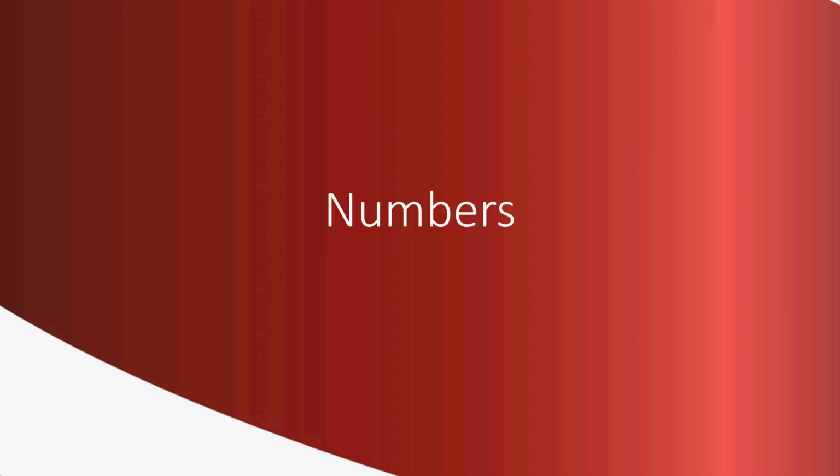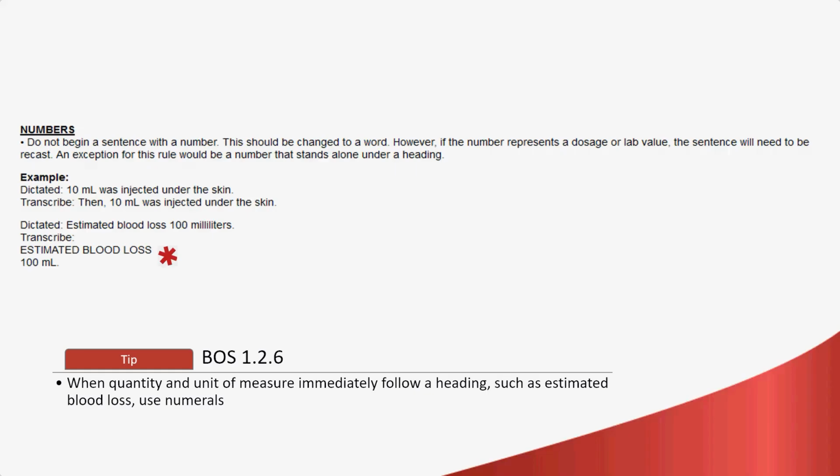Okay, so the first thing that comes up in the second half of the account specifics are numbers. What I'm going to do is just read over each of the spec rules, and then I will expound on that. First of all, do not begin a sentence with a number. This should be changed to a word. However, if the number represents a dosage or a lab value, you're going to need to recast the sentence. An exception for the rule would be a number that stands alone under a heading. So let's just pick that apart for a second.